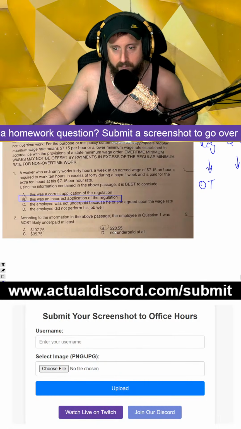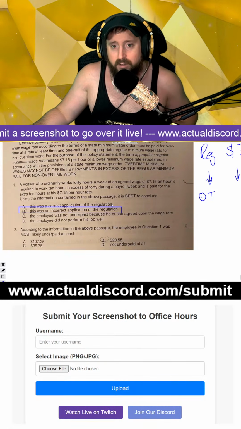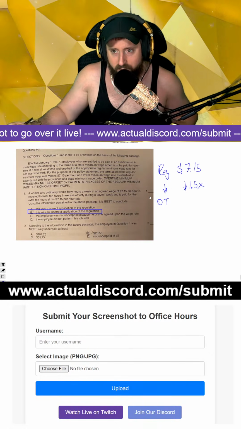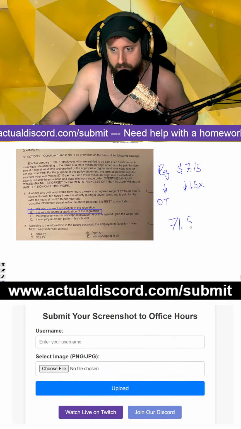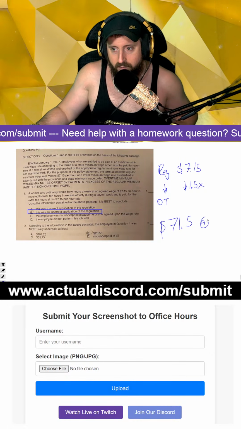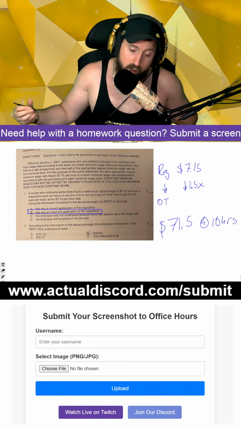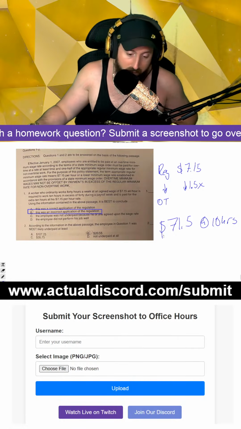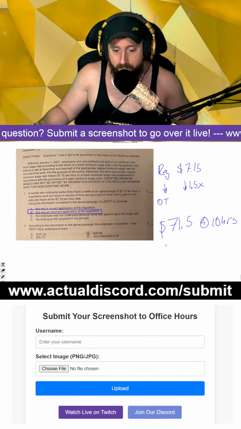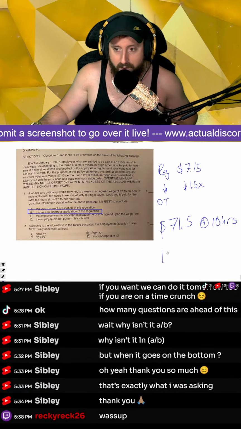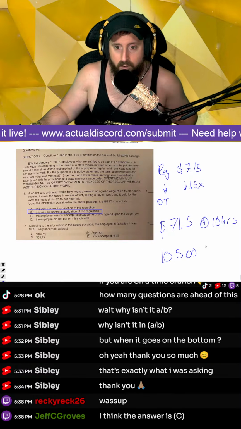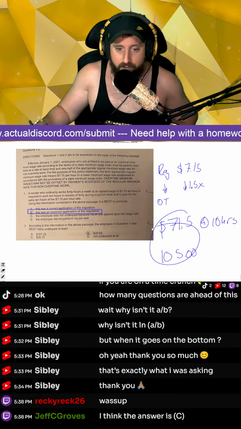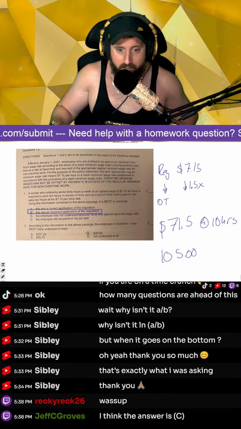According to information in the above passage, the employee in question 1 was most likely underpaid at least. So those 10 hours that they worked, they only got paid $71.50. They should have gotten paid 1.5 times that amount, which would be around $105. So they were underpaid a difference of around 30, around 35. So answer choice C here.